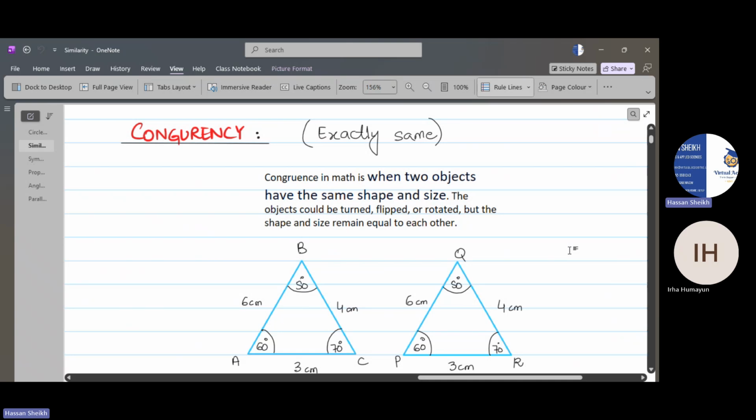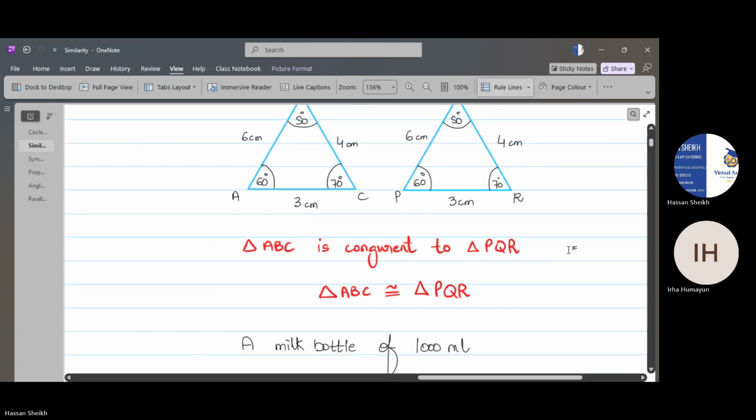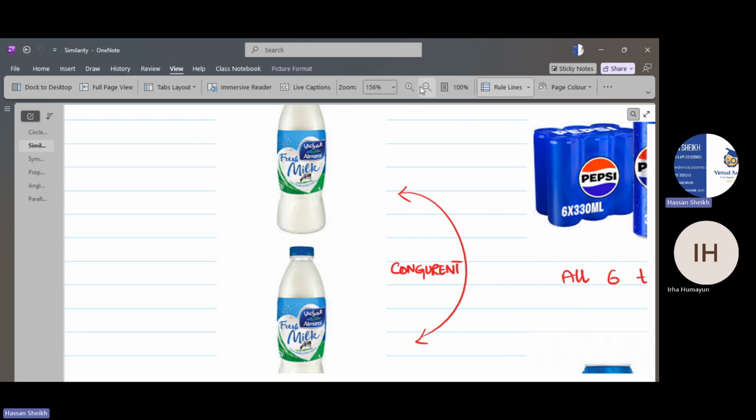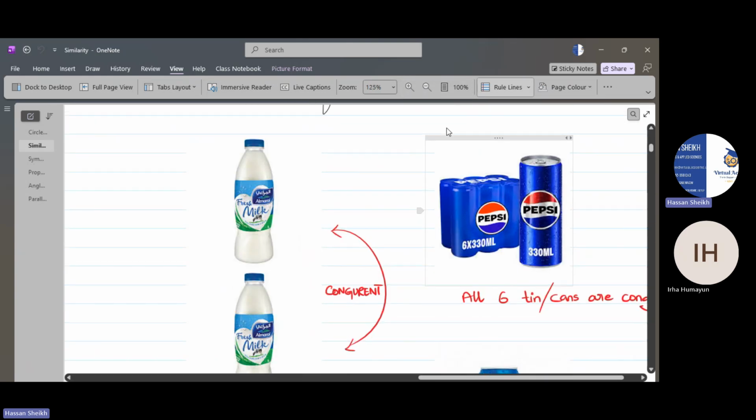Do you find congruency easy? Yes. Now check this one. Do you understand that these two milk bottles are congruent because they are exactly the same in size and shape?